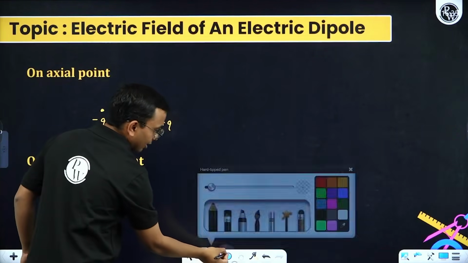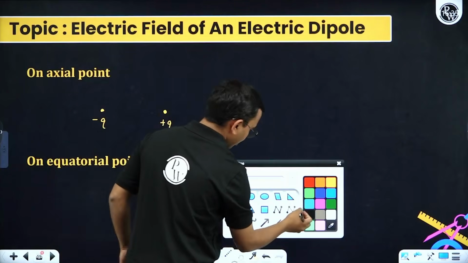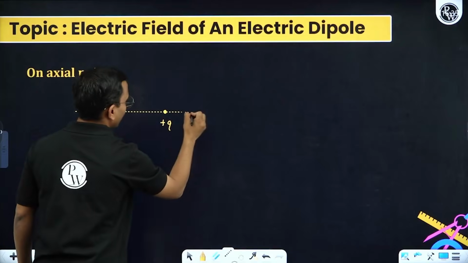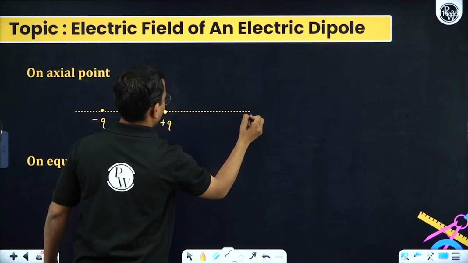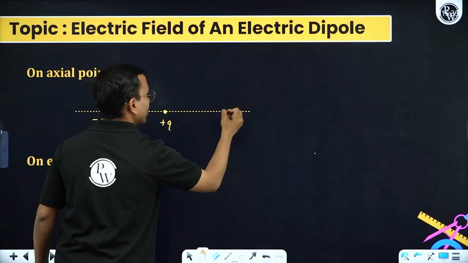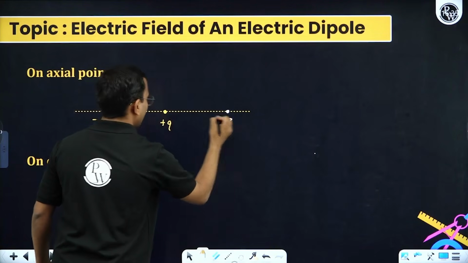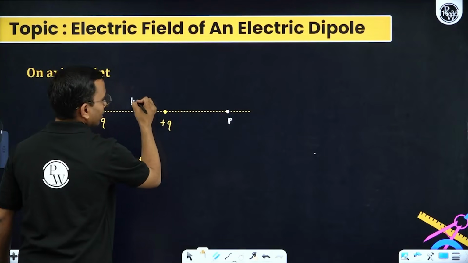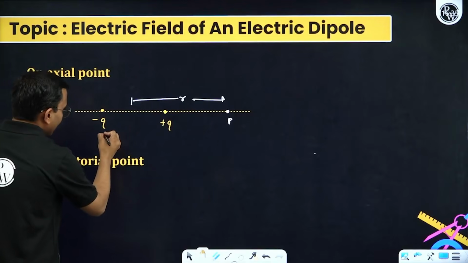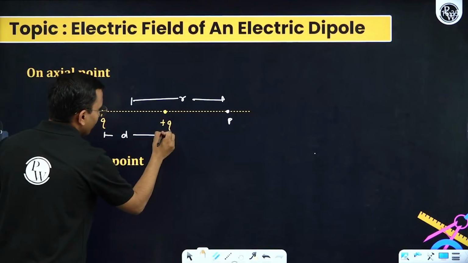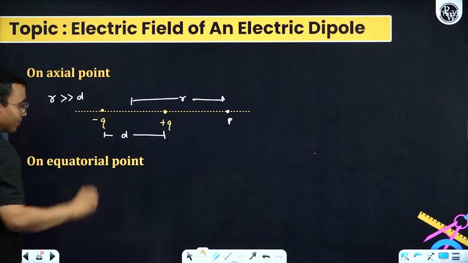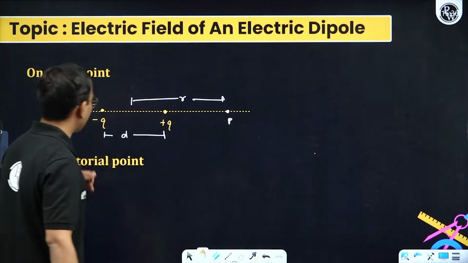Okay, and let me draw the line here. Let us consider there is a point P at a distance r from the center. Here I need to find the electric field. Given that the distance between the charges of the dipole is very small as compared to r, this assumption is there when I write that expression.